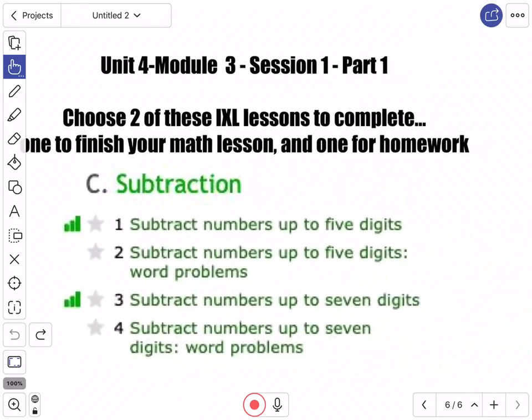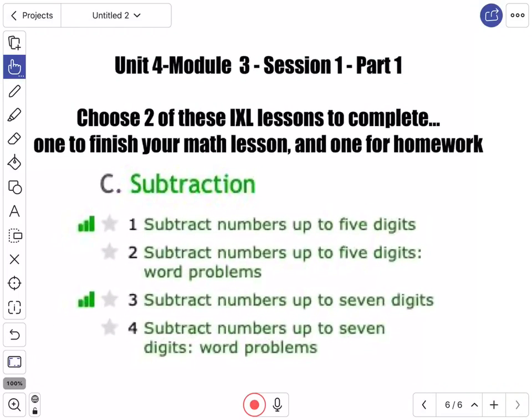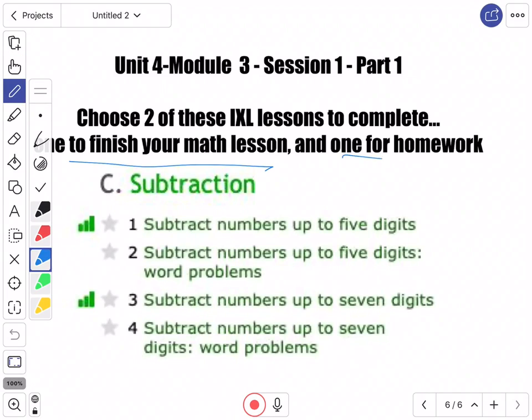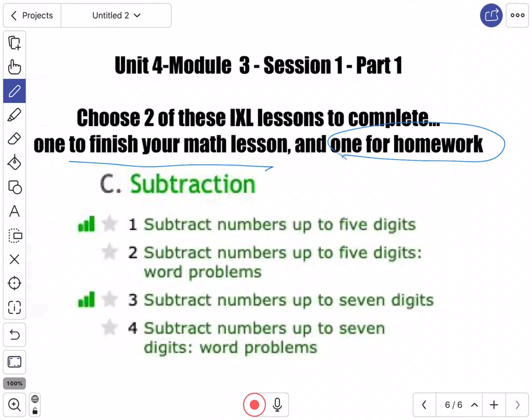So for this one, I just want you to choose 2 of these IXL lessons that you see right here. C1, 2, 3, or 4. And I want you to complete 2 of them, 1 of them to finish off your math lesson, and then the other one for homework. So pick 2 of these, C1, C2, C3, and C4, 2 out of the 4 of those, okay? And that is the end of your math lesson for today.